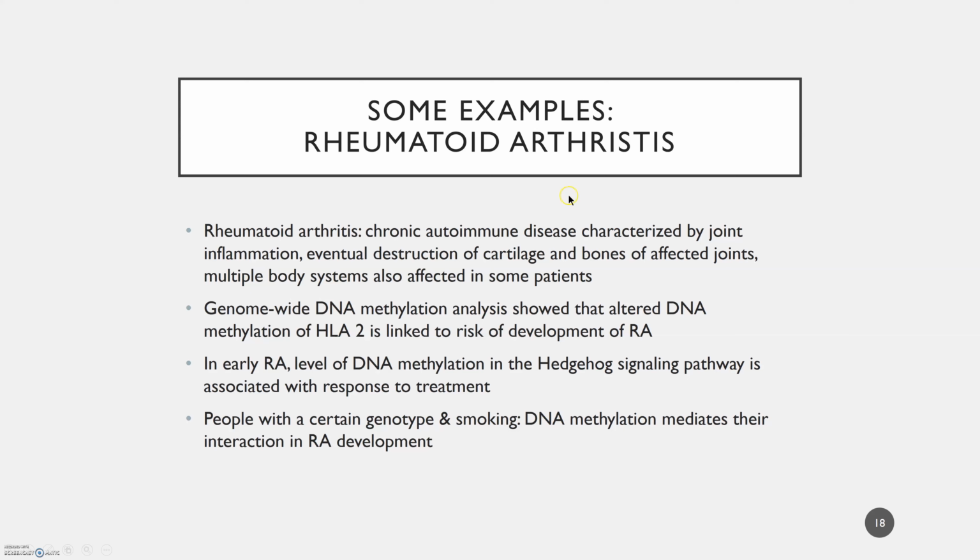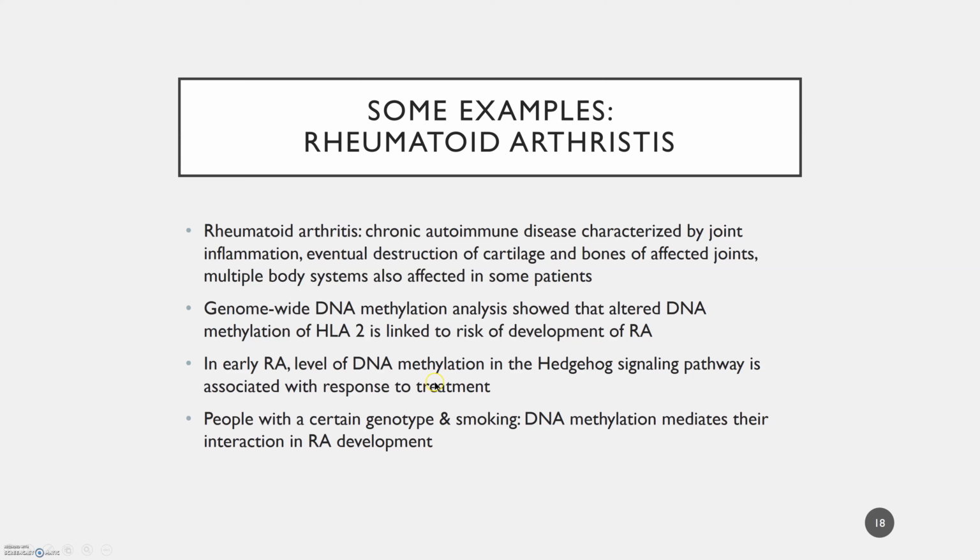Two examples of common diseases associated with epigenetic changes are rheumatoid arthritis and multiple sclerosis. Rheumatoid arthritis is a chronic autoimmune disease characterized by joint inflammation with eventual destruction of the cartilage and bones of the affected joints. In some patients, multiple body systems are also affected. A genome-wide DNA methylation analysis showed that altered DNA methylation of human leukocyte antigen class II, or HLA2, is linked to the risk of developing RA.